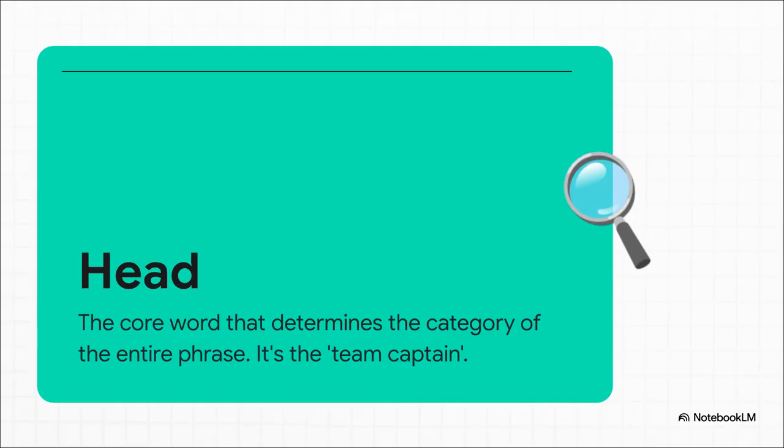That team captain is called the head. In our team, a movie about dinosaurs, the most important word, the head, is the noun movie. So that makes the whole constituent a noun phrase. In a phrase like ate chocolate, the head is the verb ate, which makes it a verb phrase. It's simple. The head calls the shots and names the team.